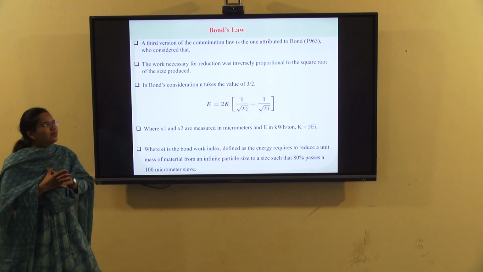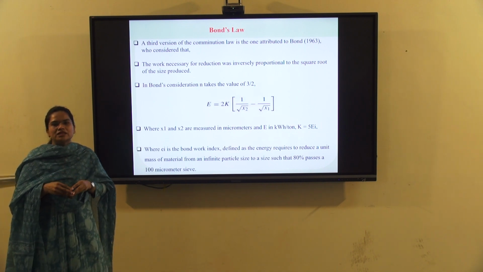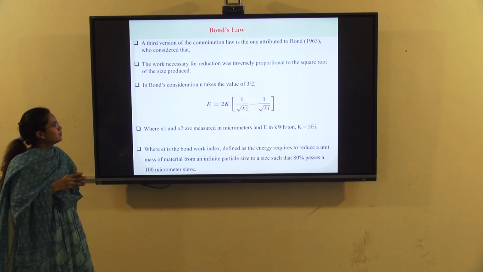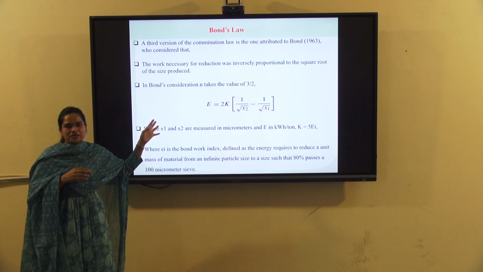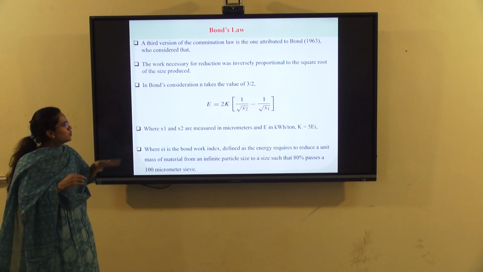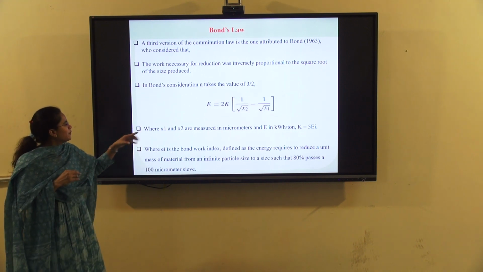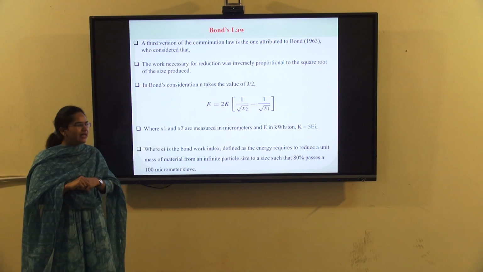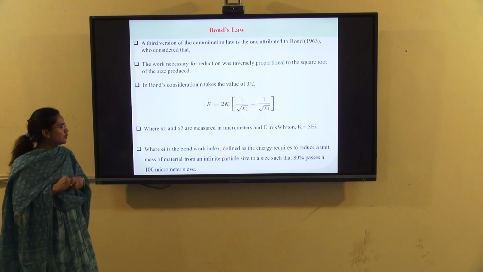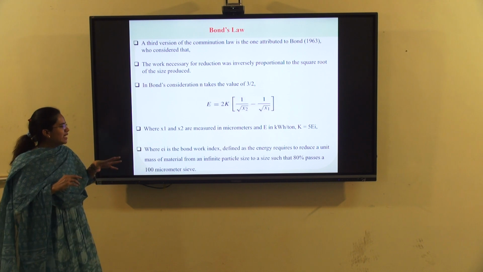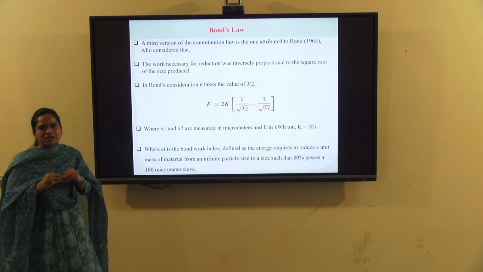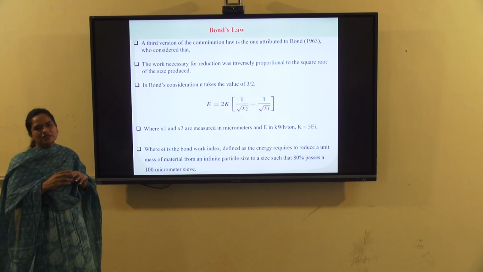Bond's law states that the energy requirement for size reduction is inversely proportional to the square root of the size of the product. This is the equation showing the size reduction in the case of Bond's law. How to calculate the energy requirement? Here Ei is the work index, which shows the energy required to reduce a unit mass of the material from an infinite particle size to a size such that 80% of the resultant material passes through a 100 micrometer sieve.